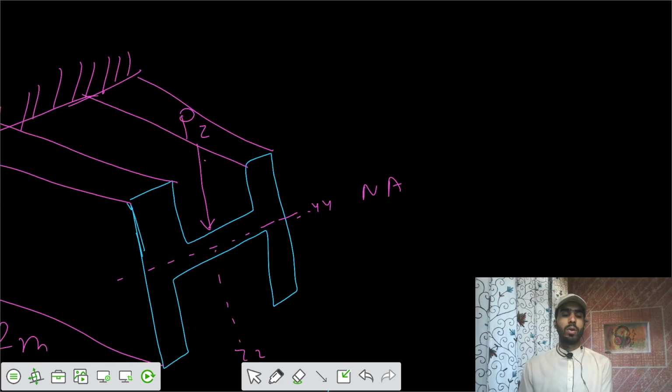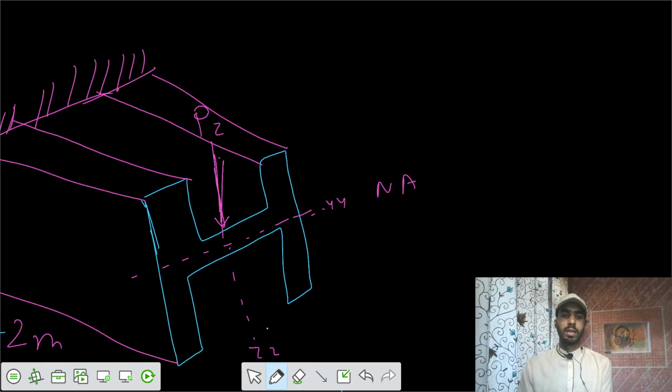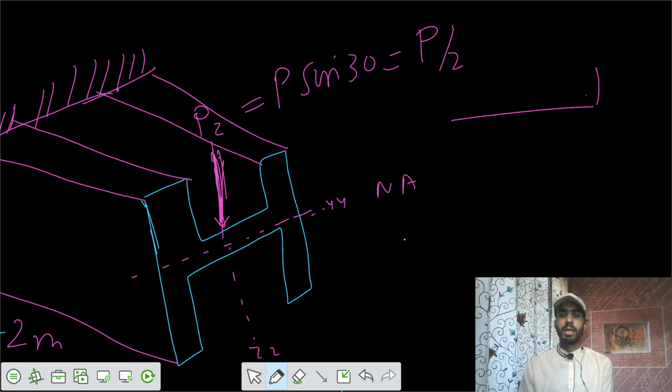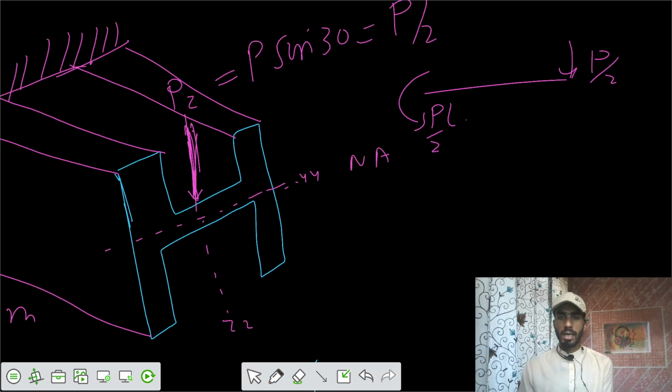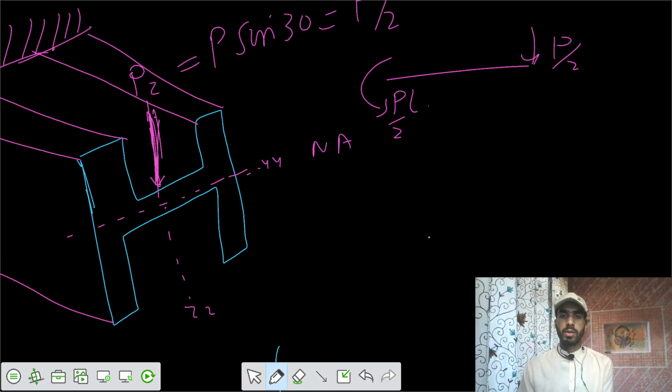You are applying a load of PZ that equals P sine 30, so P by 2 load. Because of that you have a hogging bending moment developed at the support, P by 2 into L. And finally you can say the top members would be having tensile stresses, because of the hogging curvature, that means the top is having tension and the bottom compression.